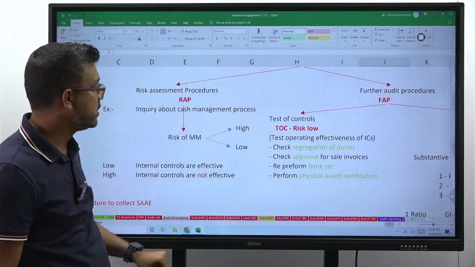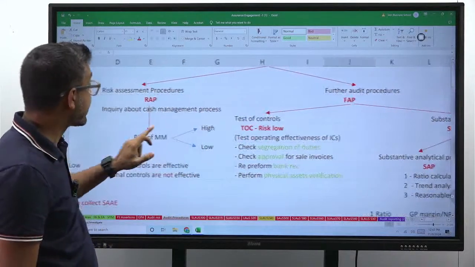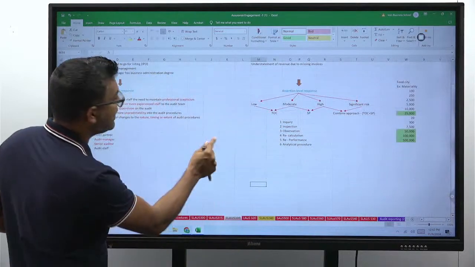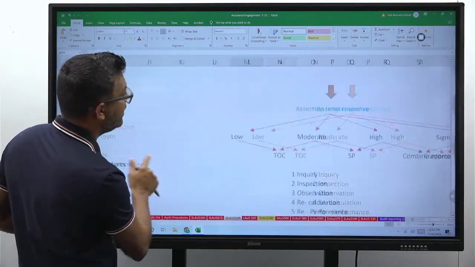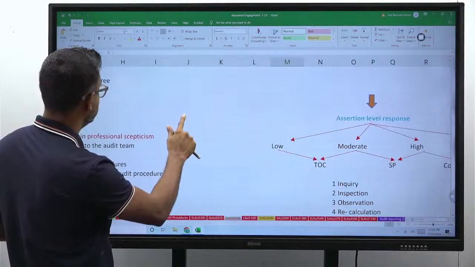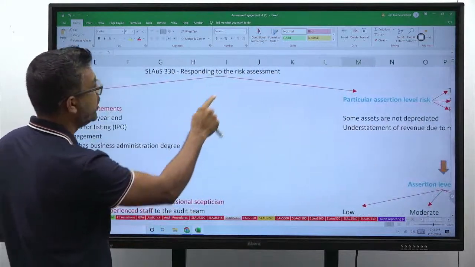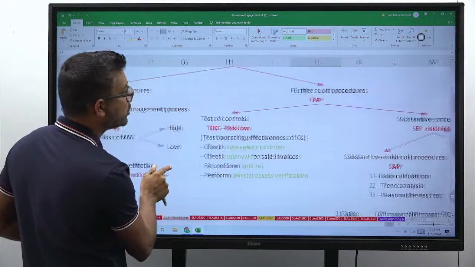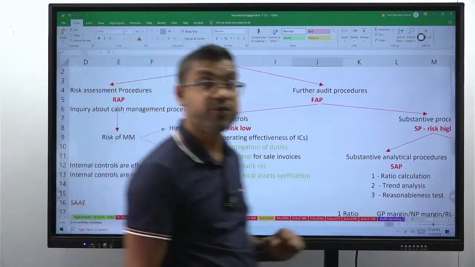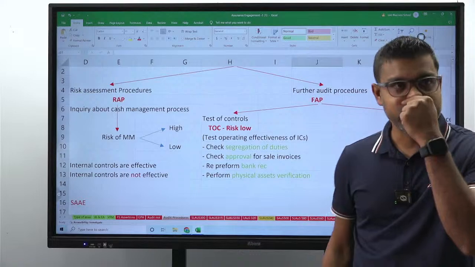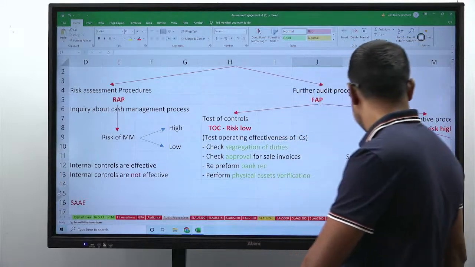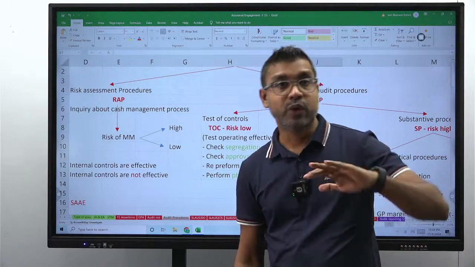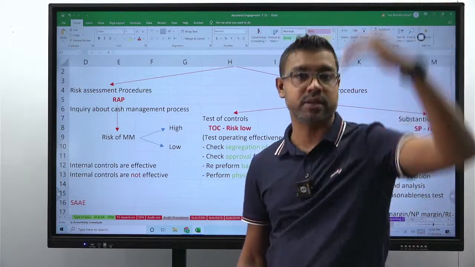Why is this assessment important for us? For responding to this risk. Responding to risk is what? 330. Another diagram is there for that. Sorry. Responding to assessed risk. To respond to the assessed risk, we use further audit procedures. If I ask you a question, there are two procedures, risk assessment procedure and further audit procedure. So which procedures should you perform first?